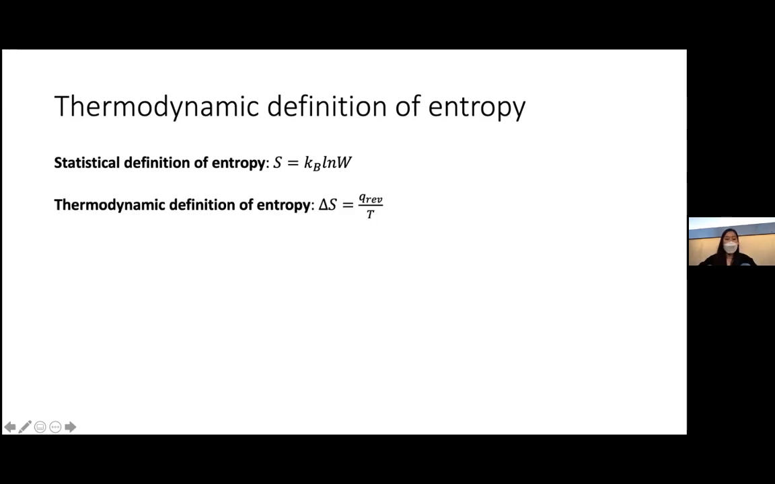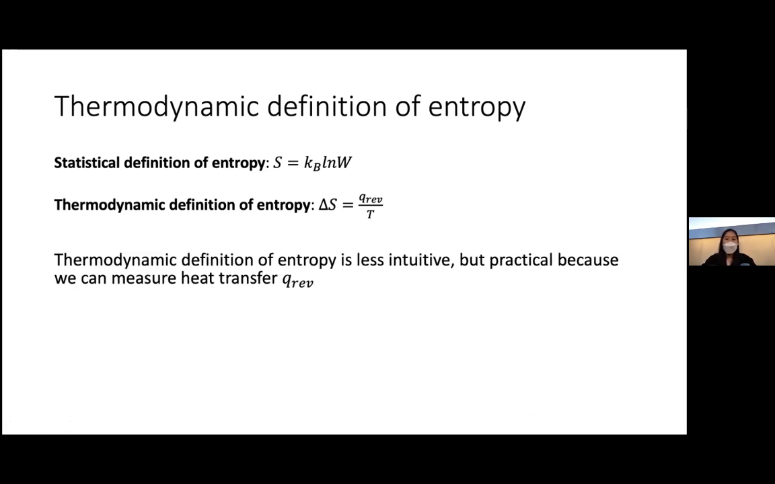So the thermodynamic definition of entropy is given to us as delta S equals the heat taken up in a reversible process over the temperature. So this has less meaning to us because how do you visualize or calculate heat in the same way that you calculate multiplicity? But it's practical because we can measure the heat transfer. And I'll show you later how we can use this for talking about protein unfolding.